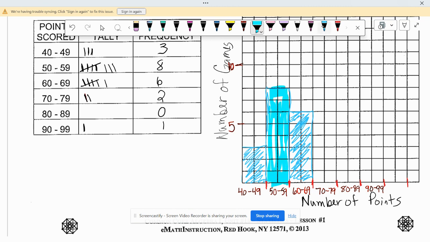Okay. And then 70 to 79, I had two games where I scored 70 to 79 points. I didn't have any for the 80 to 89, so I'm leaving that bin totally empty. And then for 90 to 99 points, I had one game. So we have just created a histogram.